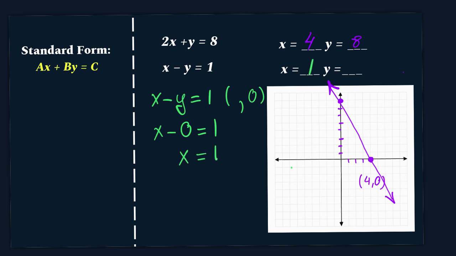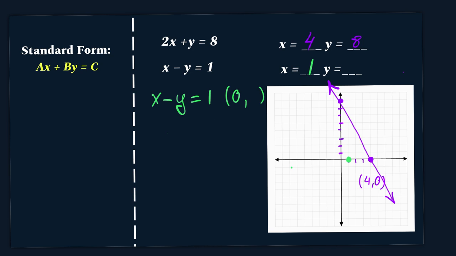So here's our first x-intercept. And let's plot that point. That means x is 1 and y is 0. And let's find the y-intercept, which will mean that x is 0 and y we'll find out in a minute.